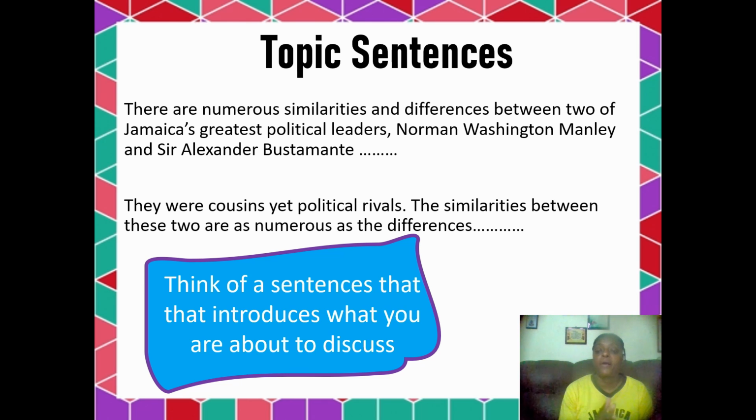Now we know that a paragraph is a group of sentences that tells something about one main idea. So we are comparing and contrasting here. We are going to be using the content of the language arts, Jamaica's Road to Independence. So we are speaking of our founding fathers for Jamaica's independence, Norman Washington Manley and Sir Alexander Bustamante.